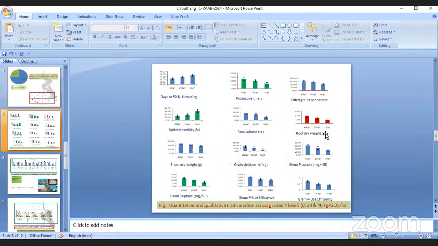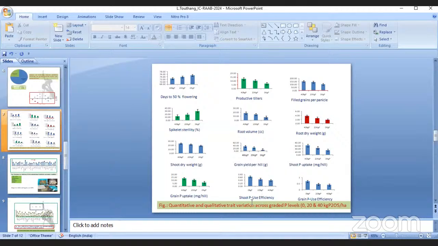Coming to the field validation, of the 80 genotypes screened molecularly, we selected 32 genotypes for field validation. In the field validation, we used 3 different doses of phosphorus: 0, 20, and 40 kg P2O5 per hectare. Under phosphorus deficient conditions, there was a delay in flowering and maturity, and a reduction in productive tillers, filled grains and most of the yield contributing characters.